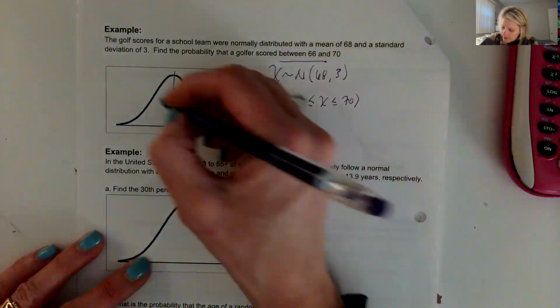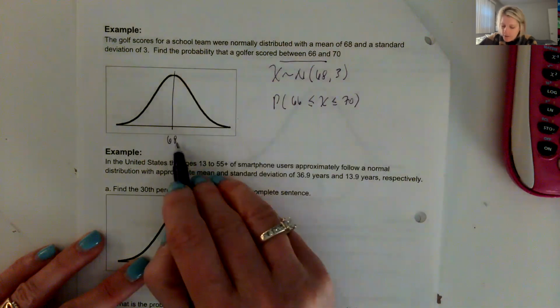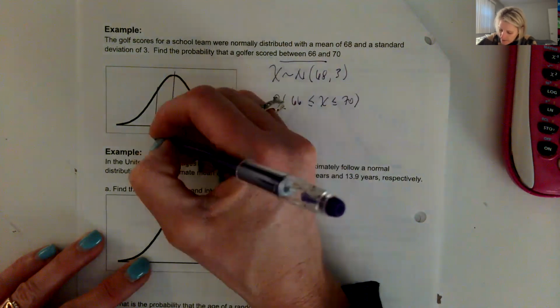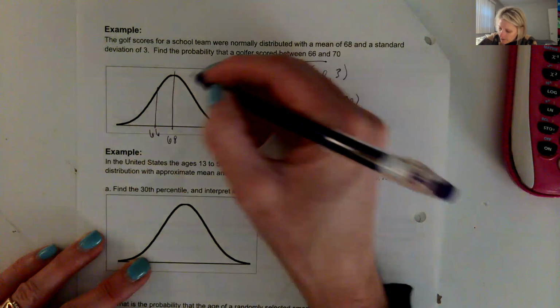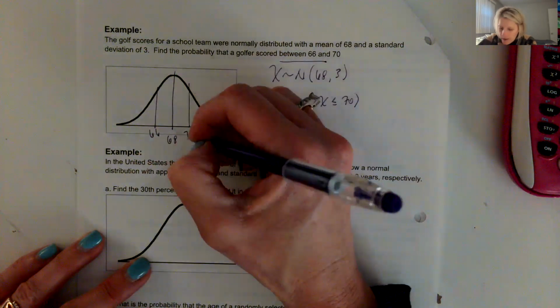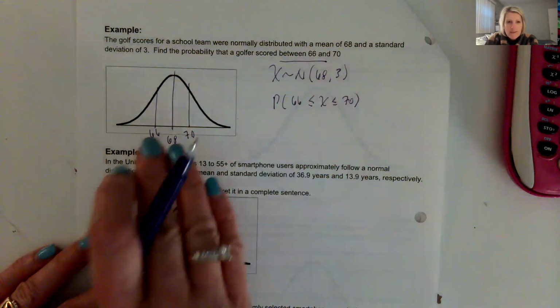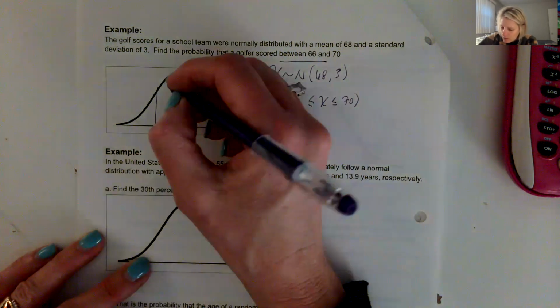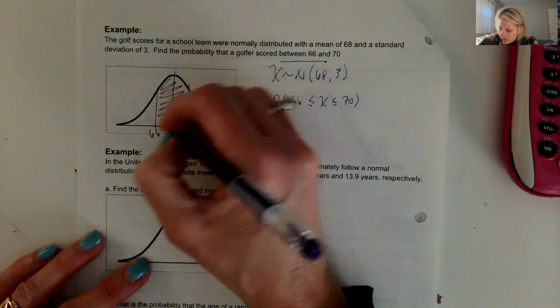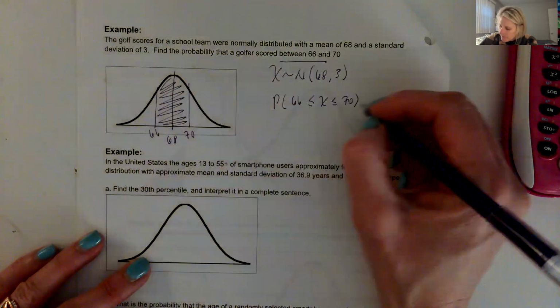So I'm going to mark 66, which is to the left of 68, and 70, which is to the right. Now, I try to be in a reasonable vicinity, but it's not a big deal if you are not exactly proportionally drawing it how it should, but just to get the big picture. So we want to know this area here.